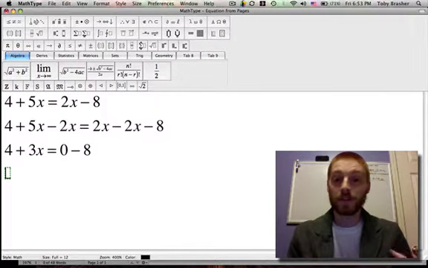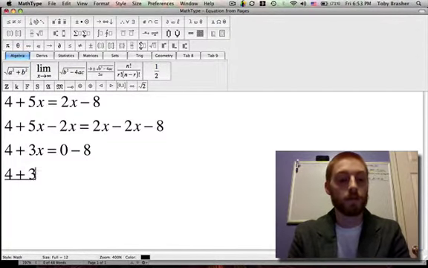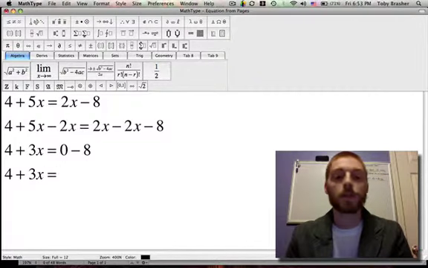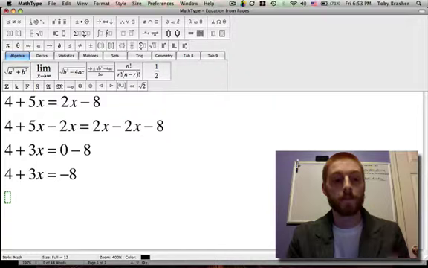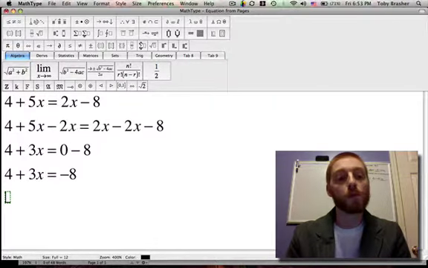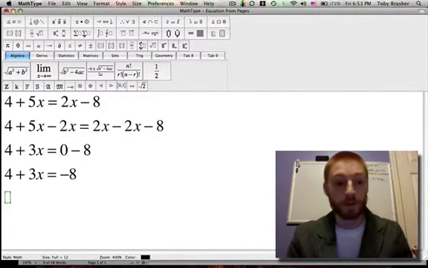So there's nothing I can simplify on the left side, but on the right side I have some things I can do. So I just write down my left side. 0 minus 8 is a negative 8. Then I have 4 plus 3x equals negative 8. And this works just like the one variable equations in the previous video.